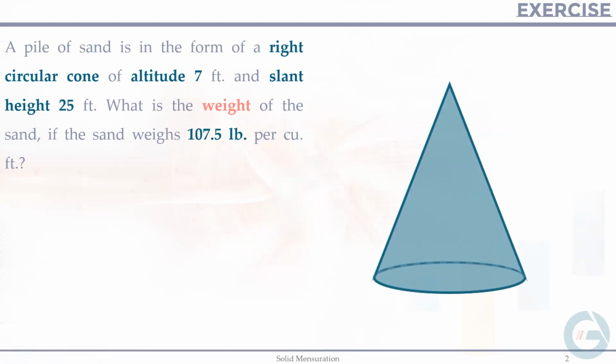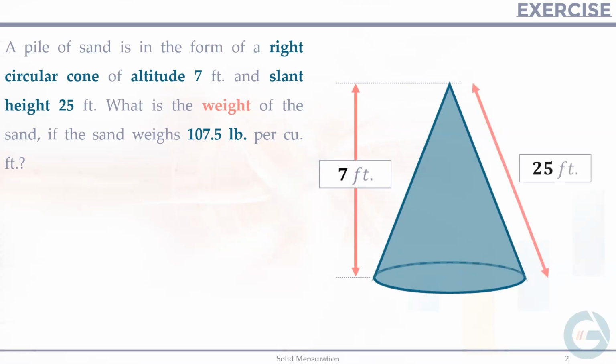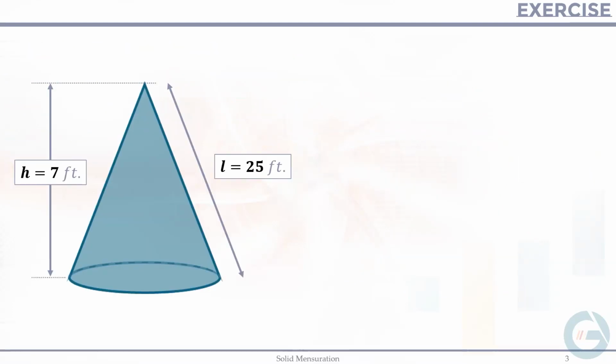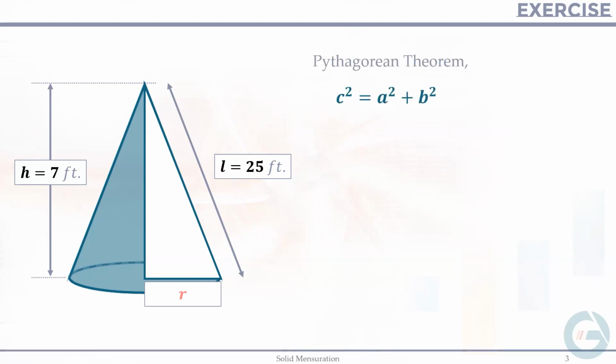So this is the visual representation of the cone, which has an altitude of 7 feet and a slant height of 25 feet. First, we need to calculate for the radius. In order to do that, we need to draw the right triangle. Okay, so this is the unknown value, which is r. We are going to calculate this using, of course, the Pythagorean theorem.